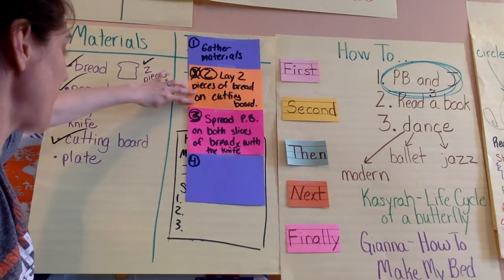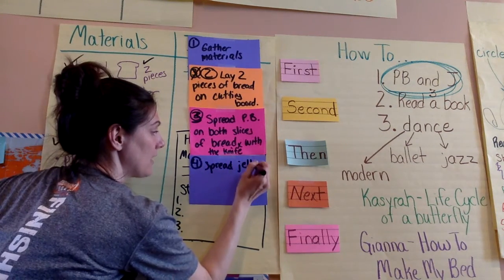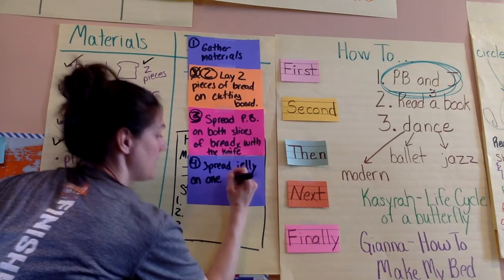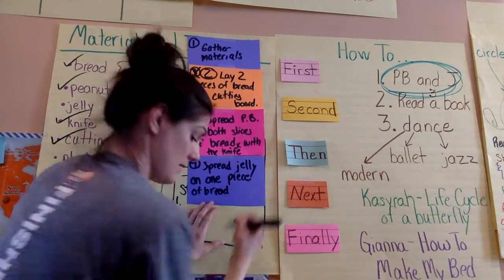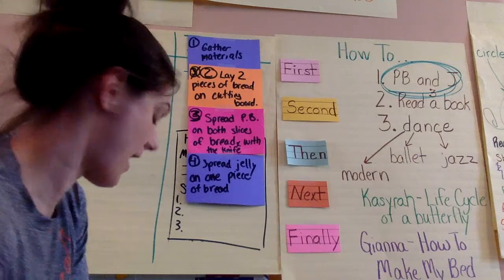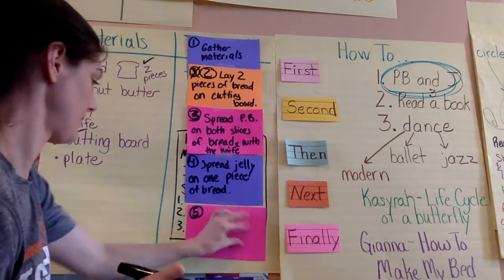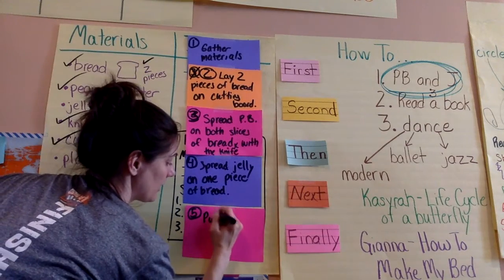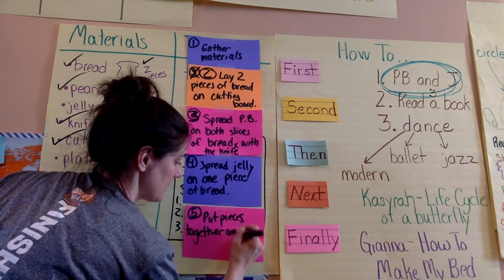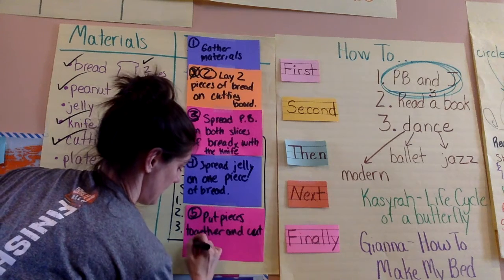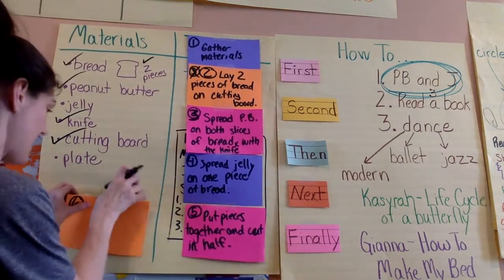Okay, 3, and then 4 would be gather materials, lay 2 pieces of bread on the cutting board, spread peanut butter on both sides of the bread with a knife, spread jelly on 1 piece of bread. Okay, 5. Spread jelly on 1 piece of bread. Okay. Put pieces together and cut in half.